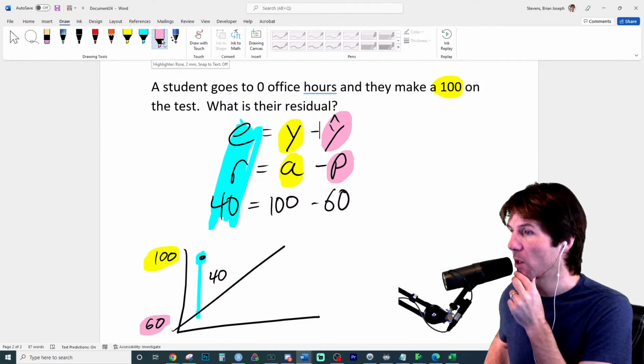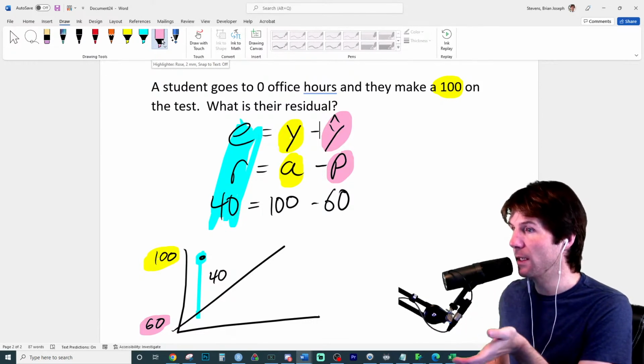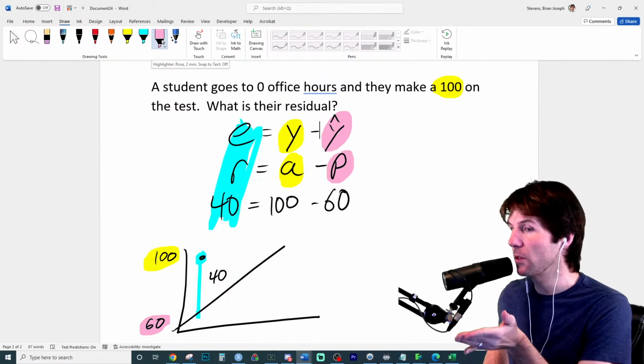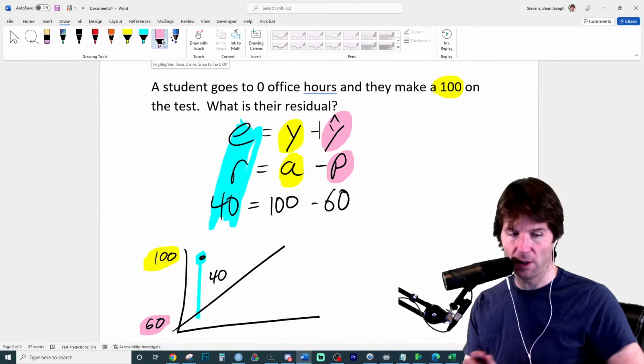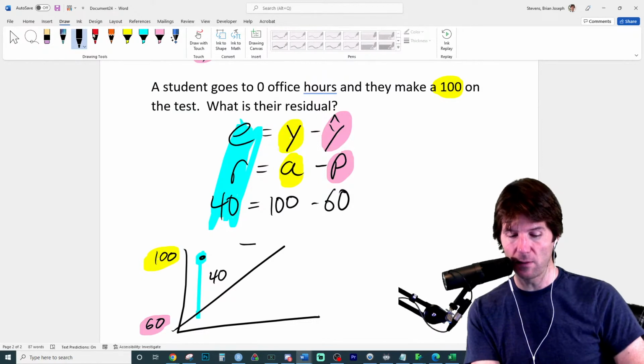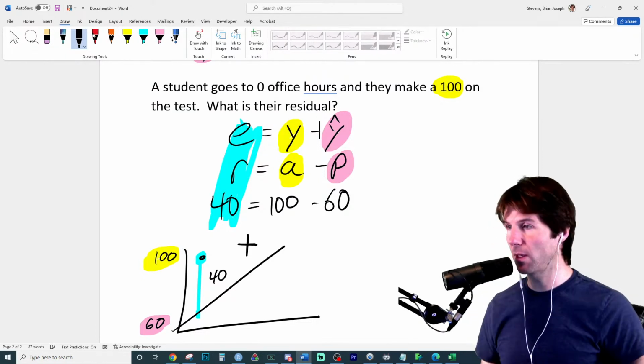Does that make sense? The residual is often talked about as the distance it is away from the prediction. So they were 40 points higher than our prediction. So the residual being positive means they are 40 points higher than the prediction.